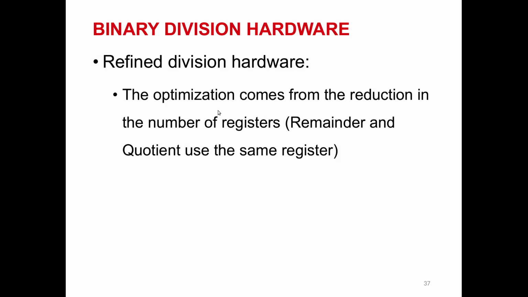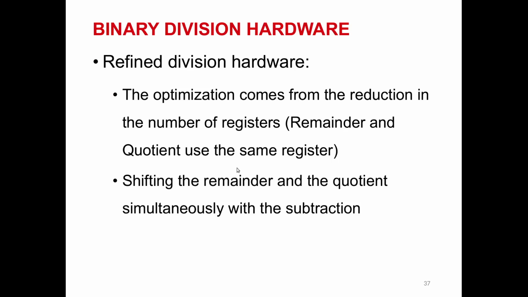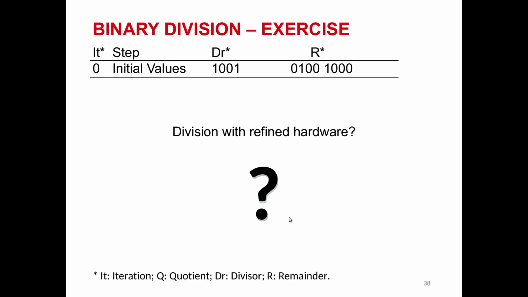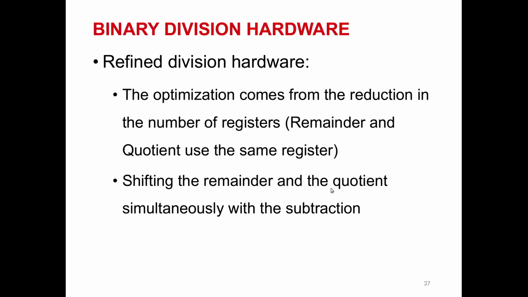We will go into the summary of that hardware. The optimization comes from the reduction in the number of registers. So in here you can see that the remainder and the quotient registers are combined together, and they use the same register. The quotient will gradually replace the unused part of the remainder. We need to shift the remainder and the quotient simultaneously with the subtraction between the remainder and the divisor.